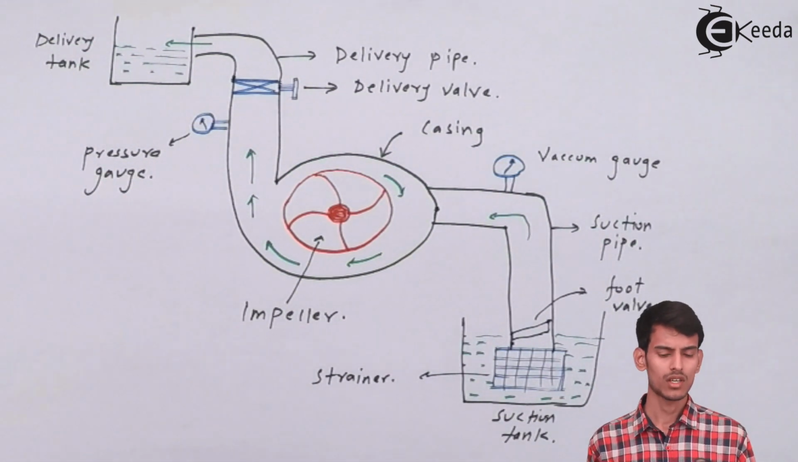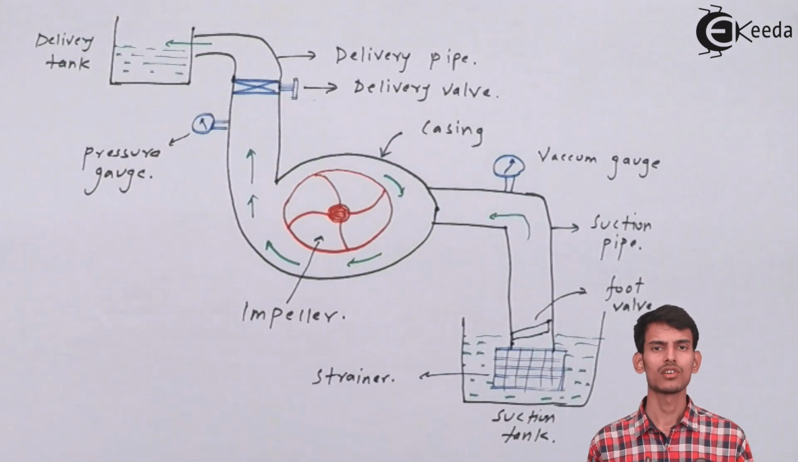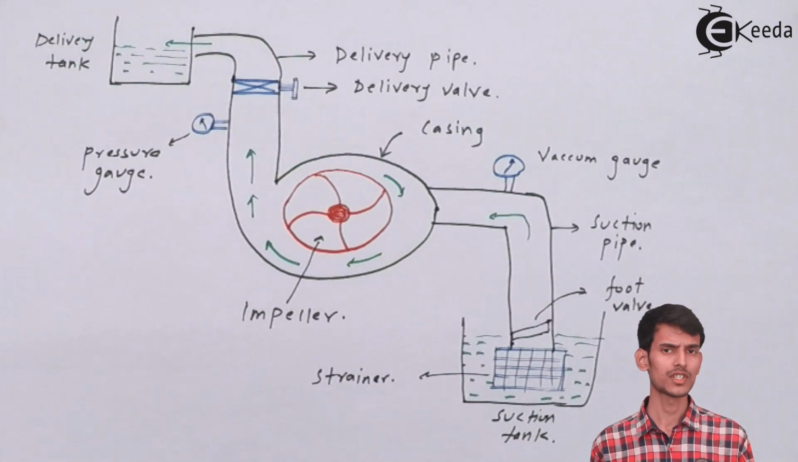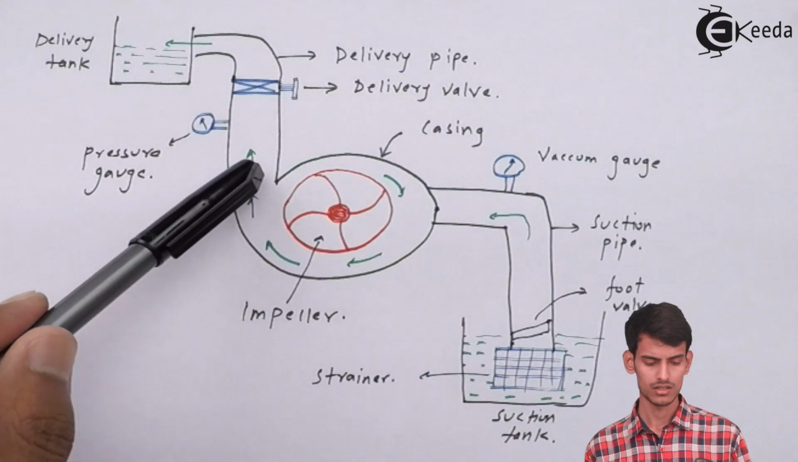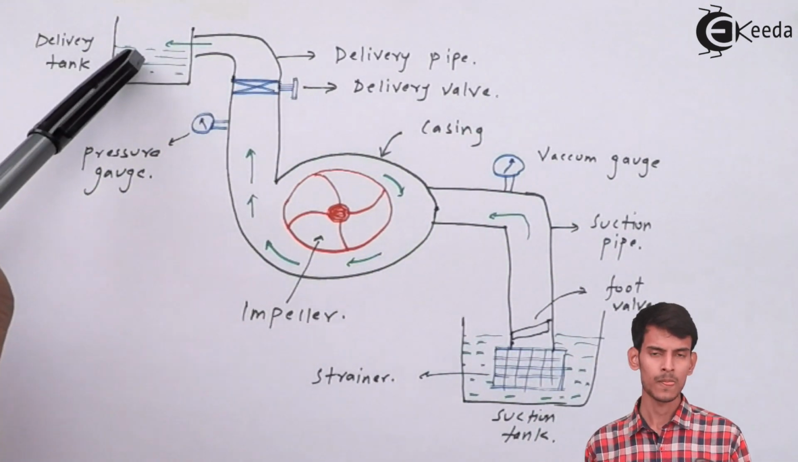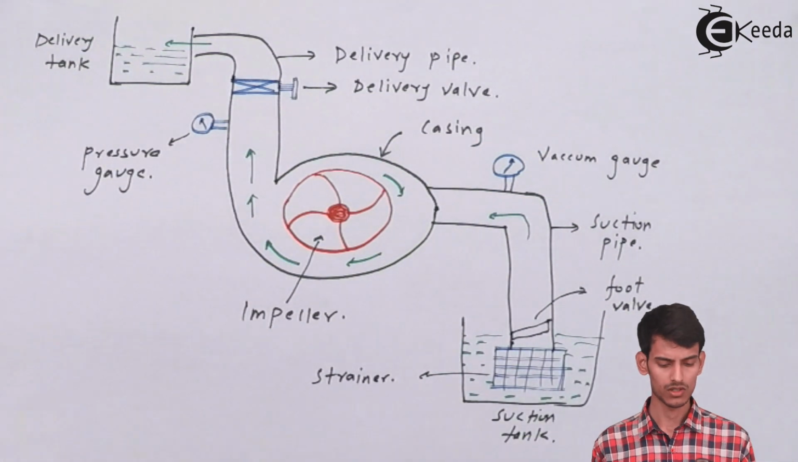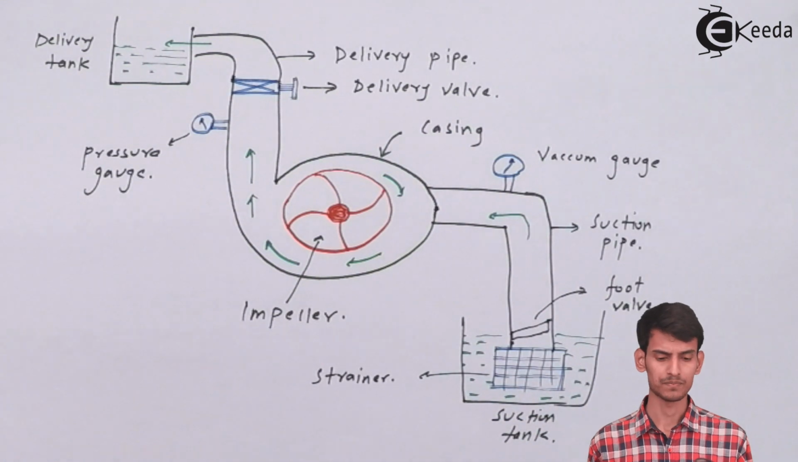After it enters into the casing, it strikes the impeller, and the impeller gives kinetic energy to the water particles. The water particles, because of centrifugal force, start moving towards the outlet side, and they come out from this side, and with very high pressure energy, they go onto the delivery tank. So this is how it works. This is the whole diagram for a centrifugal pump.